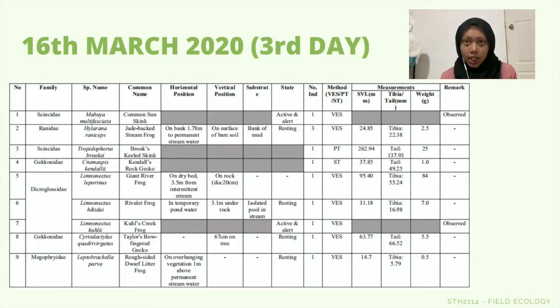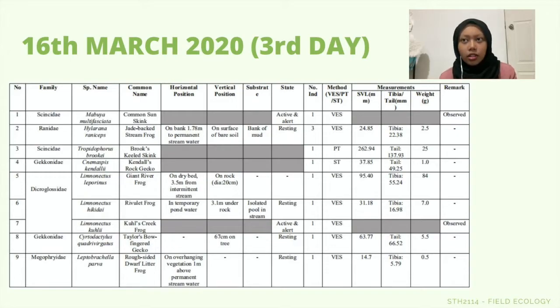So the first family is Scincidae. There are 2 different species under this family, which are Mabuya multifasciata and Tropidophorus brucei. For Mabuya multifasciata, it was found in an active and alert state using the visual encounter survey method. The Tropidophorus brucei was found using pitfall trap method, and the state is not stated. The second family is Ranidae. There is only one species found during that day under this family, which is Hylarana raniceps. It was found in a resting state, and the method used was visual encounter survey.